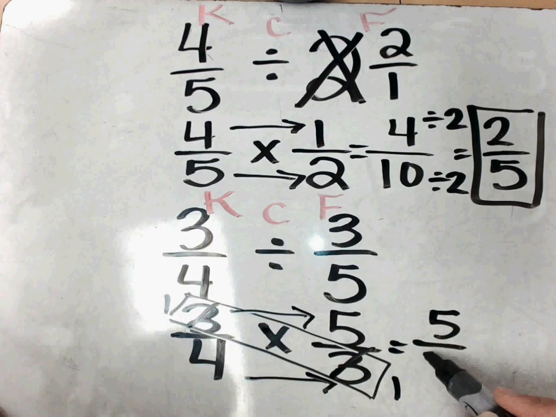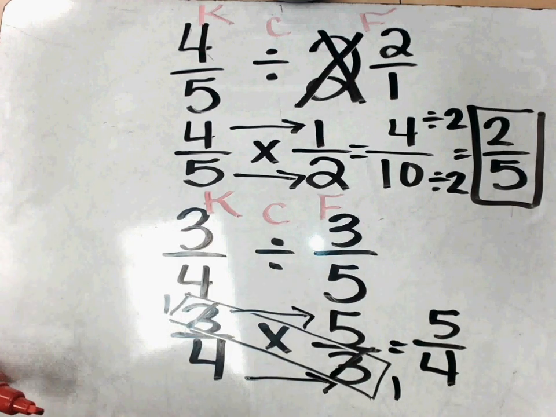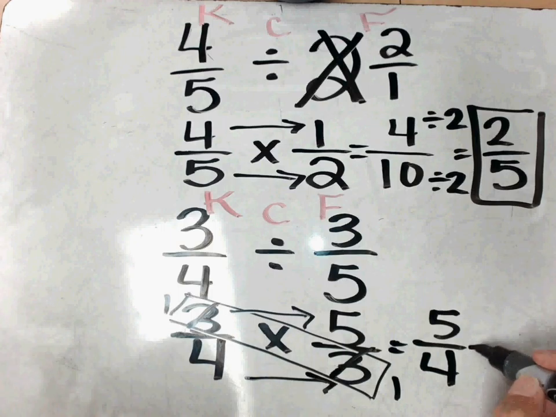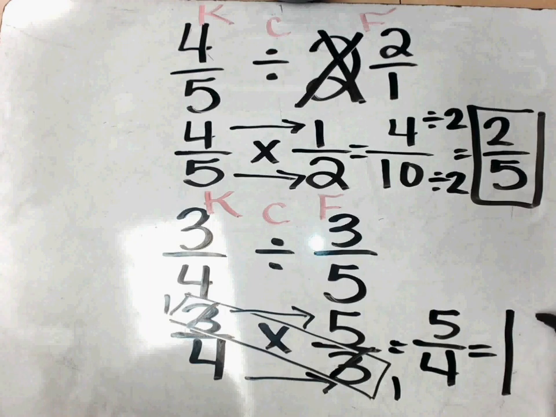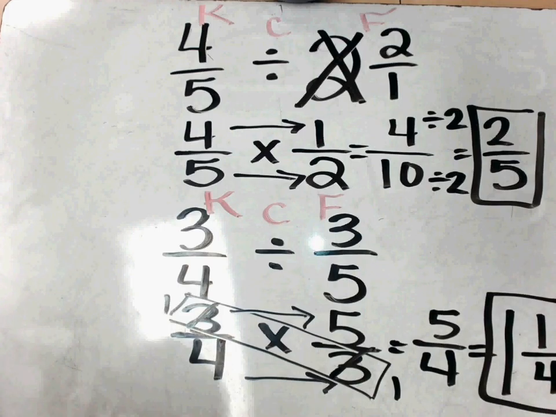and 4 times 1, but that's not our final answer because that's improper. So we divide, 4 goes into 5 one whole time with 1 left over, keep our denominator of 4. So our final answer would be 1 and 1/4.